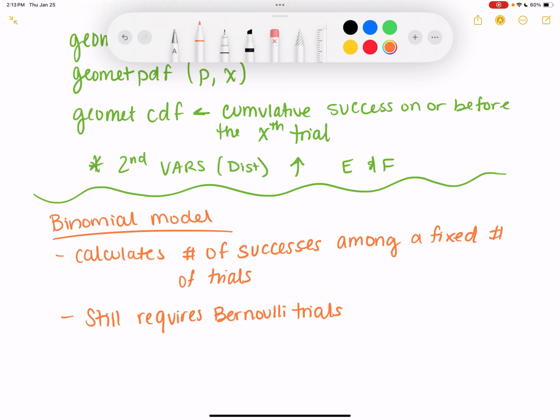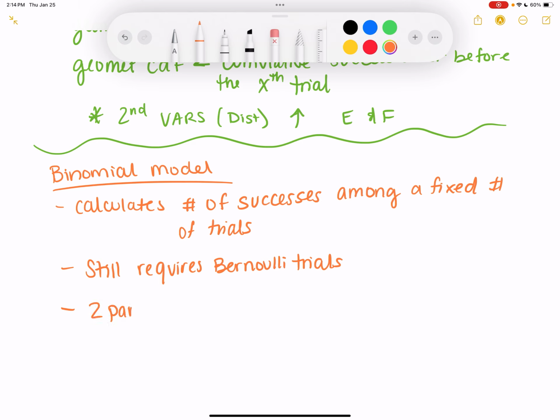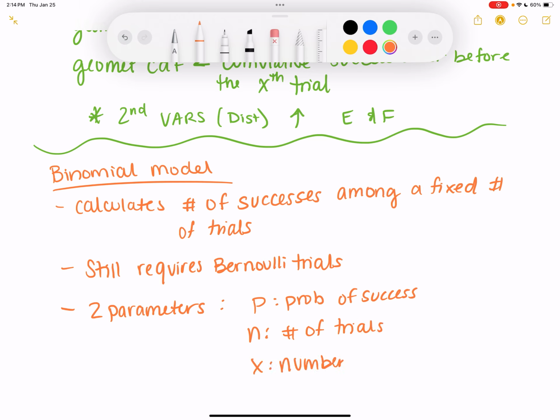There are two parameters on this. P is still going to be the probability of success. N is going to be the number of trials. And then X is going to be the number of successes in N trials. And Q is still used. Q is the same thing. It's still 1 minus P, the probability of failure, basically.